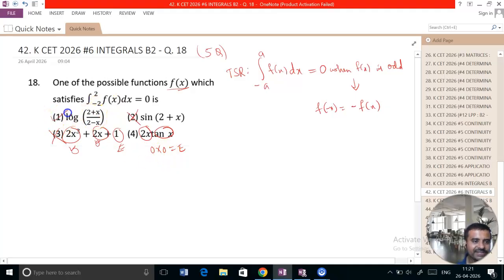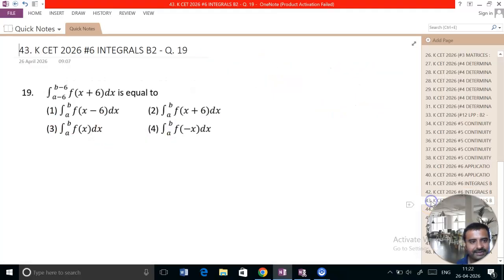So we are remaining with option 1. When you consider f of x as log of (2 plus x) by (2 minus x), if you replace x by minus x, then log of (2 plus x) by (2 minus x) becomes an odd function. So whenever your definite integral varies from minus a to plus a, if your function is odd, then the integral should be 0. So option 1 is the right answer for question number 18. Okay. Next, I'll move on to question number 19.